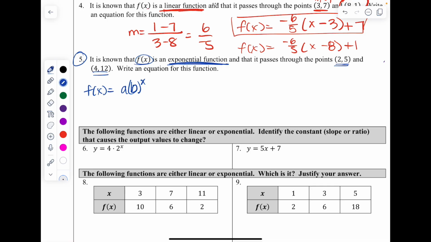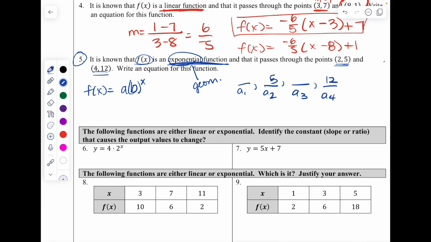So if I were to write that in terms of points or a sequence, here's my first term, I don't know. My second term would be 5. My third term, I don't know, but my fourth term is 12. But I do know it's exponential, which approximates a geometric sequence. So we know we're looking for a constant ratio.